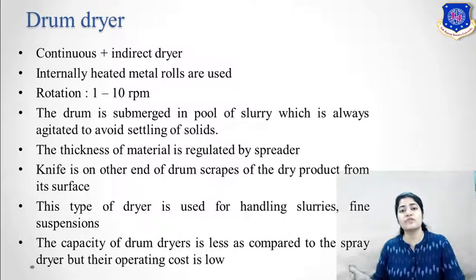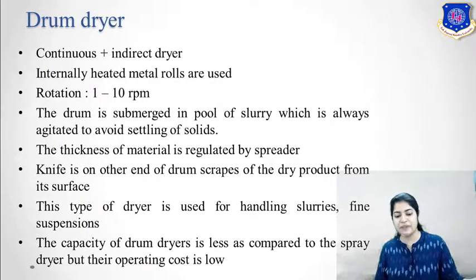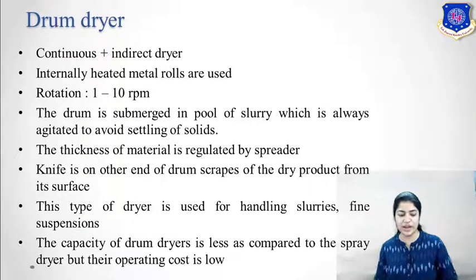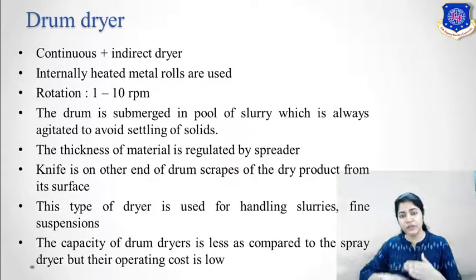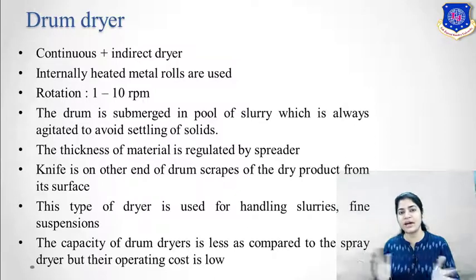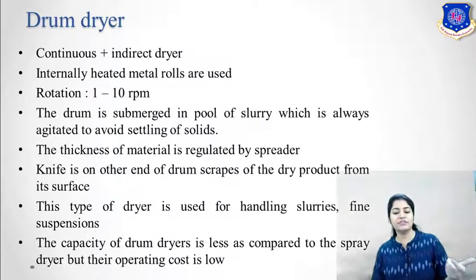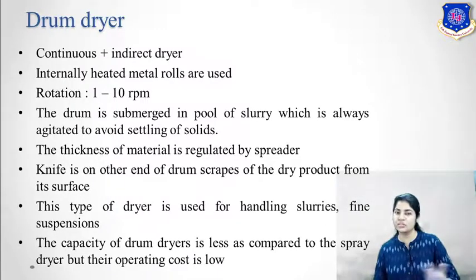The spreader is also one of the components of the drying equipment, which evenly spreads out the slurry. Then the knife, on the other end of the drum, scrapes off the dry product. So another component is the knife. This type of dryer is used for handling slurries and fine suspensions, because here coating of the slurry is happening. The capacity of a drum dryer is less compared to a spray dryer, but the operating cost is low. These are certain important points about the drum dryer.